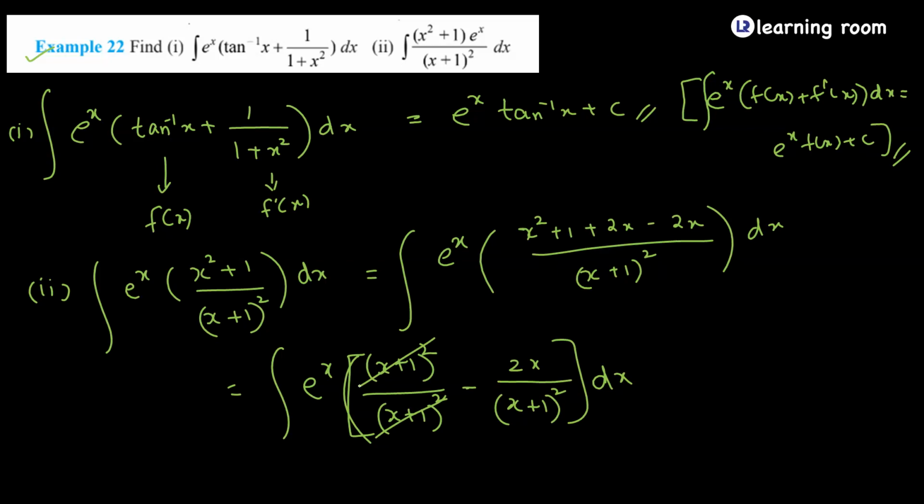I'll tell you why it will not work. Because if it gets cancelled, you will get a 1, so you will get 1 minus 2x divided by x plus 1 the whole square. If you take 1 as f of x, what should f dash of x be? It should be 0. If you want to get it in this form, the form should be e power x into f of x plus f dash of x. So that is not going to work here.